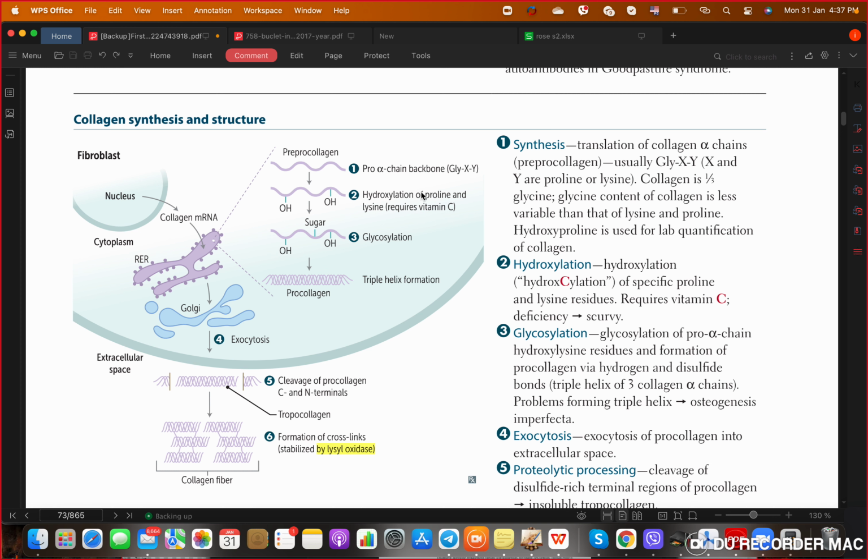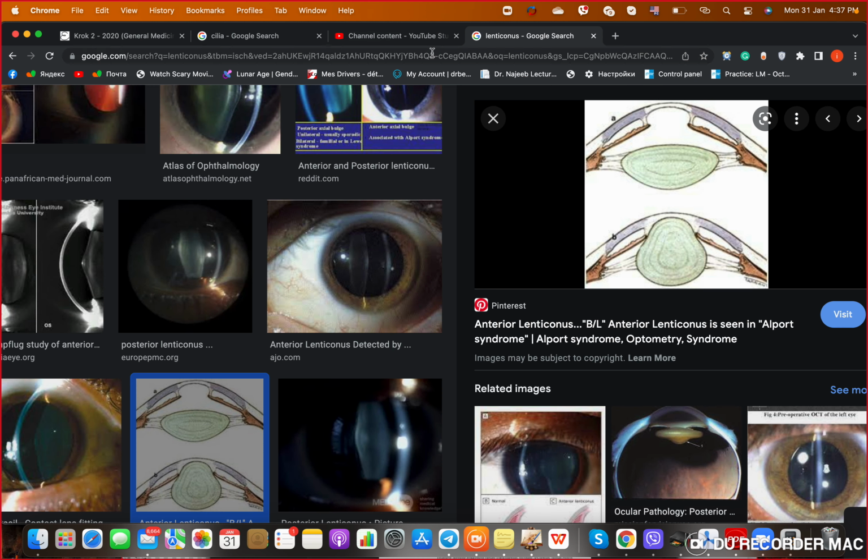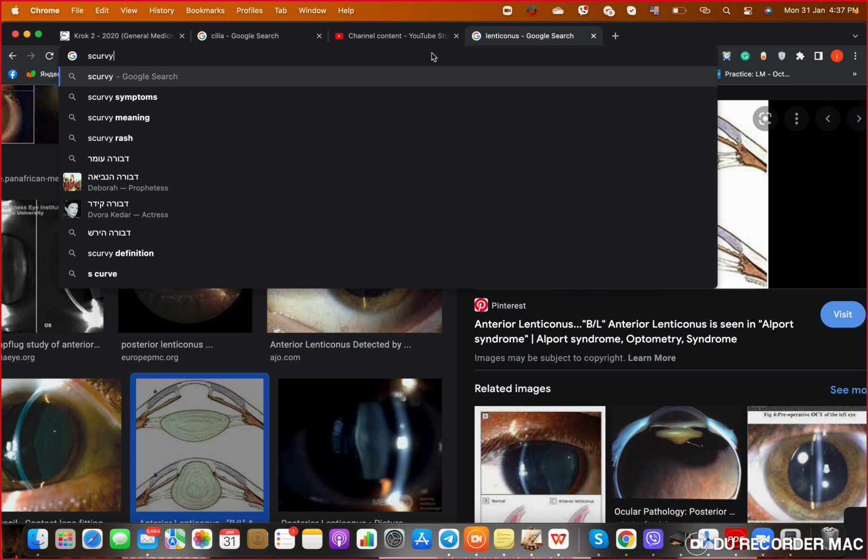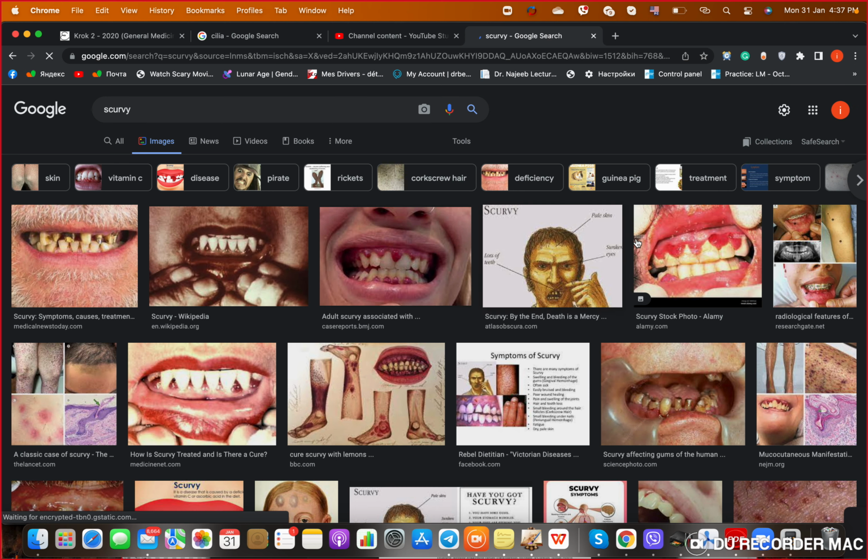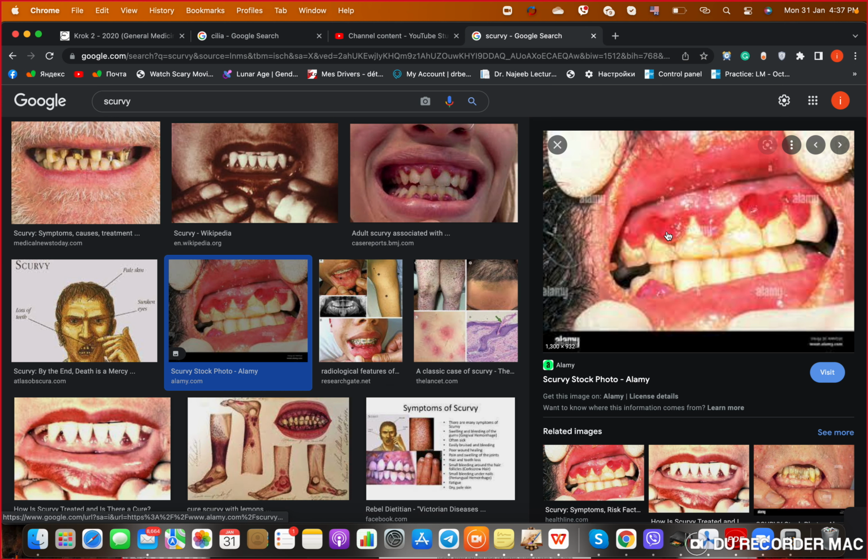If I did not hydroxylate it because I don't have vitamin C, I will get a disease called scurvy. What is scurvy? It's a defect in collagen. If you don't have this collagen, what will be the problem? The gingiva will not develop normally, and if the gingiva is not developed normally, it will start to bleed.